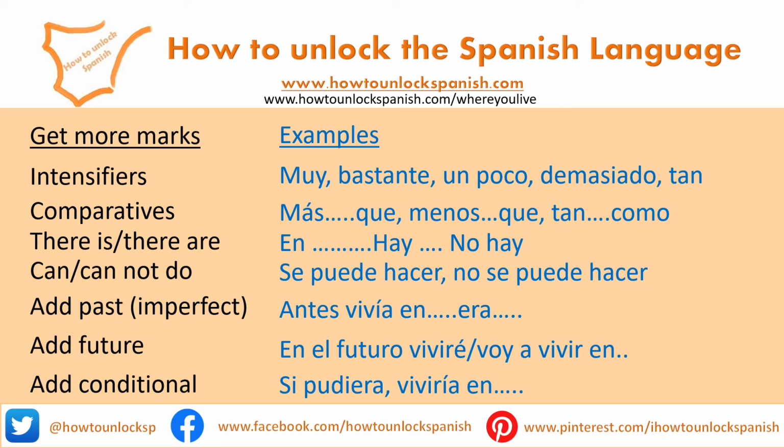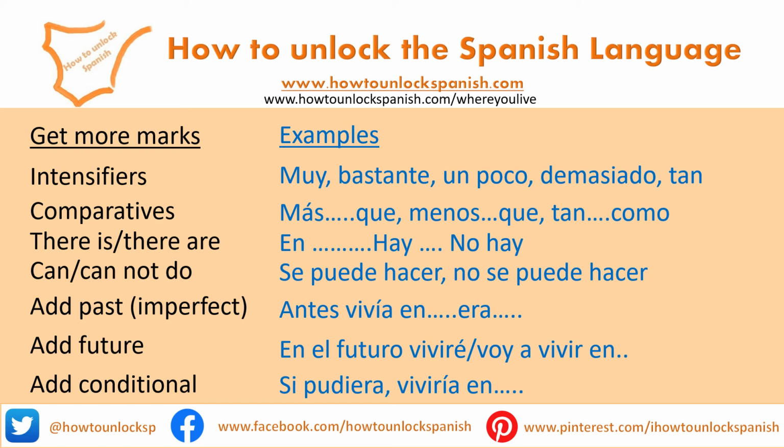Okay, so to get top marks, you can add intensifiers, which is like before the adjectives. You can say very, muy, quite, bastante, un poco, which is a little, demasiado, which means too, or tan, which means so. Por ejemplo, es muy bonito, es bastante ruidoso, es un poco pequeño, es demasiado antiguo o es tan moderno.